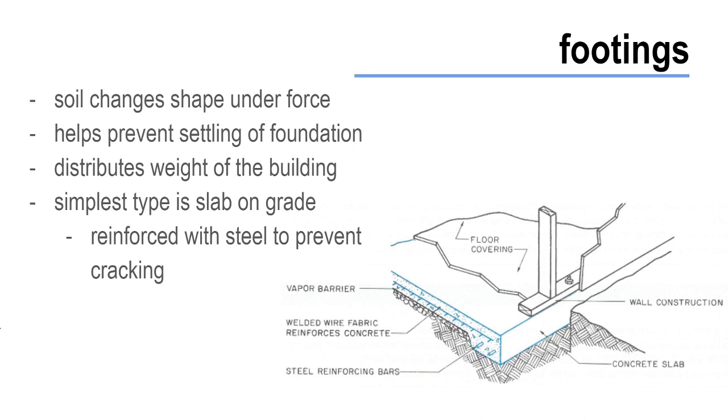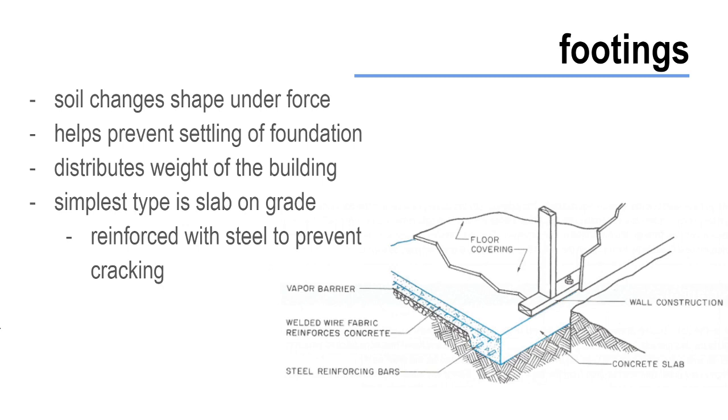So the point of the footing itself is to accommodate the fact that soil is going to change its shape under force. It's going to get compacted, and with that tremendous weight of a building on soil, it's going to compress under the foundation walls, and it allows the building to settle. So the point of the footing is to try to prevent settling, to spread the weight of the building over more area. The footing distributes that weight so that there is less force per square foot of area.